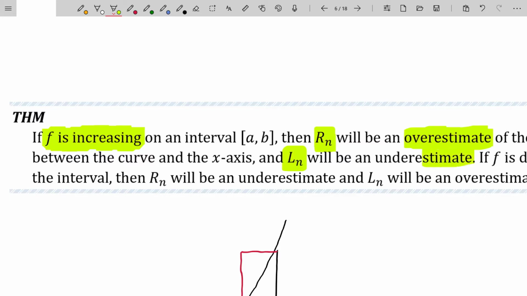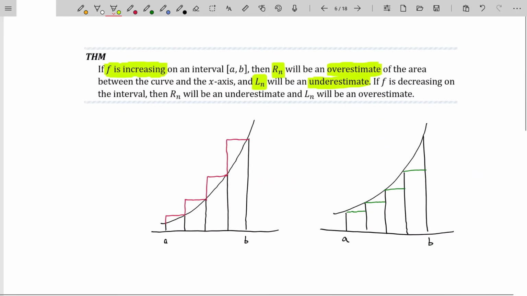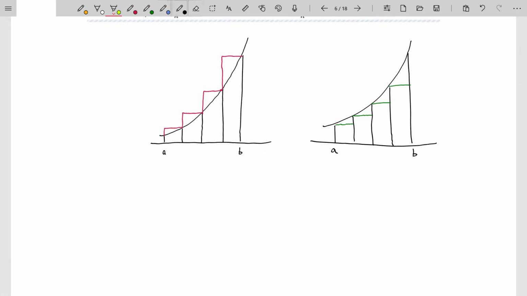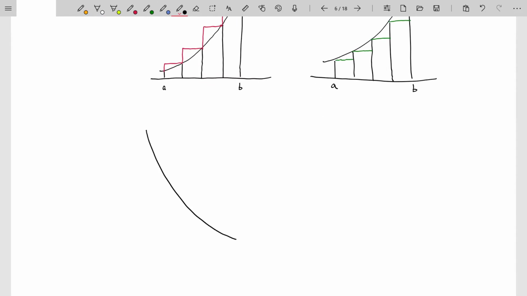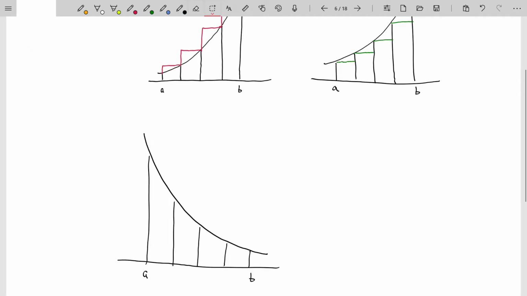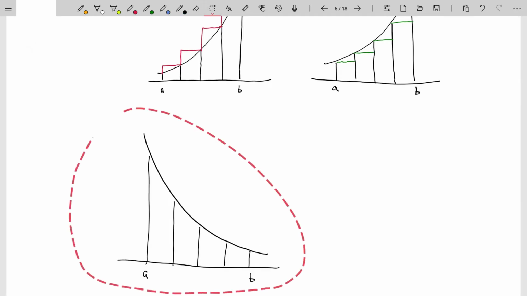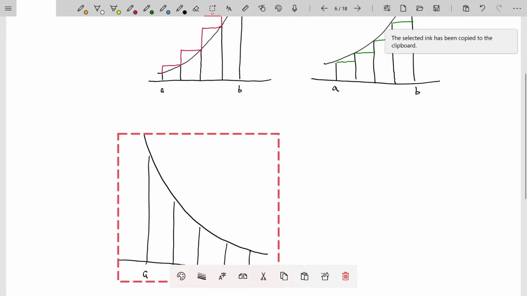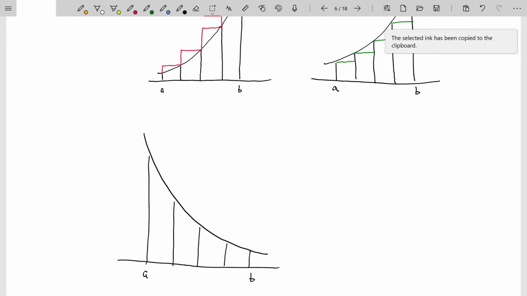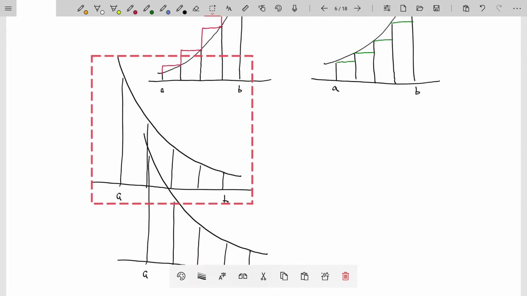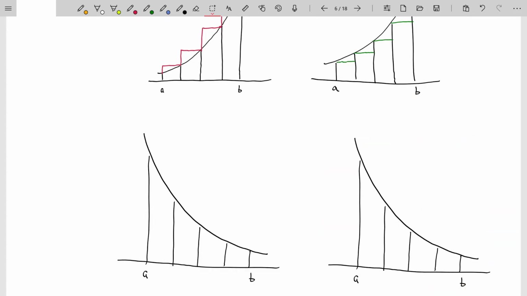and L sub n, the left endpoint method, will be an underestimate. On the other hand, if you graph out a decreasing function, which is actually what we just had seen, but let's just go ahead and show it again. So from A to B, this time I'll be smart enough to copy this. So let's slice this into 4 pieces. And just to give you a heads up, we will be doing more than 4 slices very frequently, in fact. But let me move this off to the side. So there's my 2 decreasing functions.